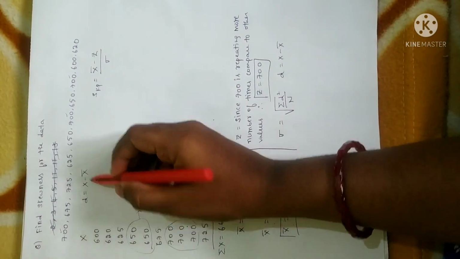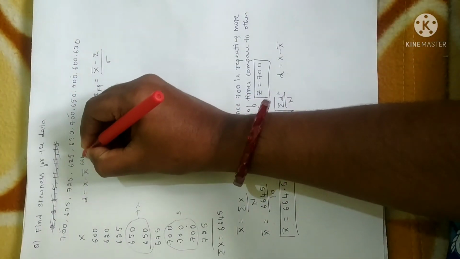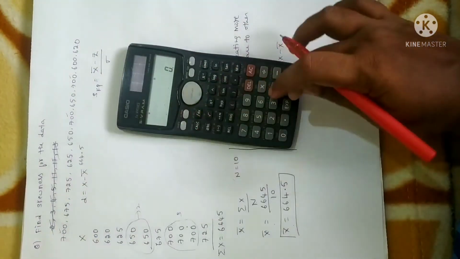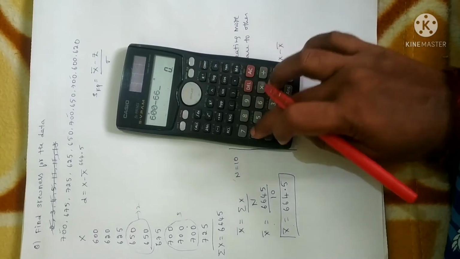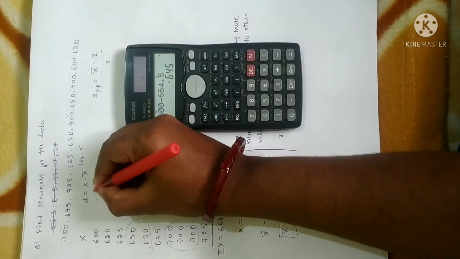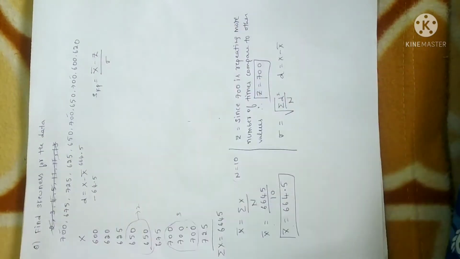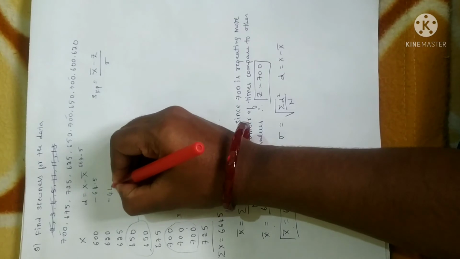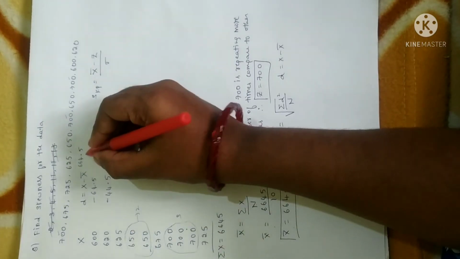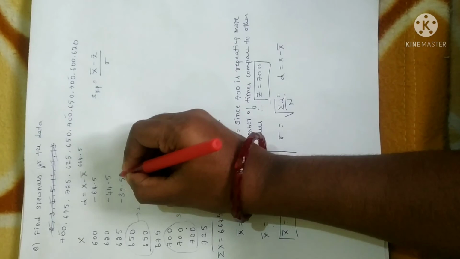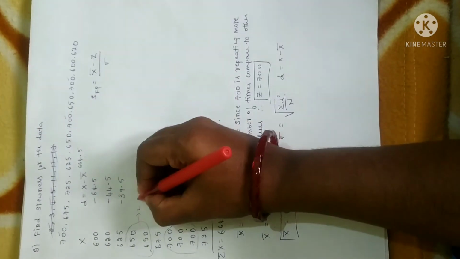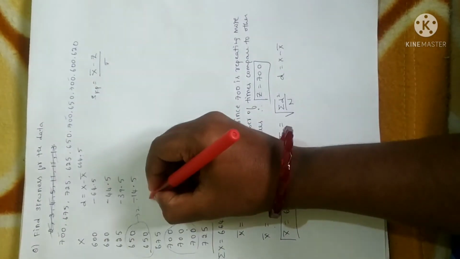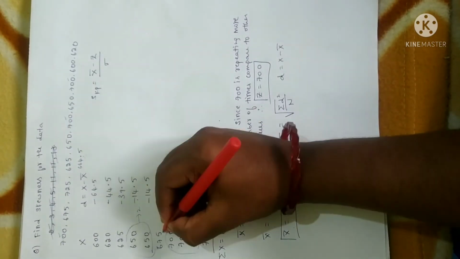So here I have the x values and x bar is 664.5. So you have to subtract it. 600 minus 664.5 will give you minus 64.5. Similarly, 620 minus 664.5 will give you minus 44.5. Next, 625 minus this, you will get minus 39.5. 650 minus 664.5, you will get minus 14.5. 650 minus this value, again the same, so it is minus 14.5.